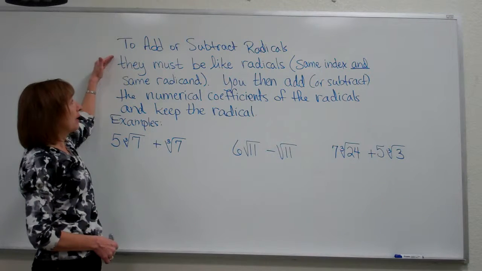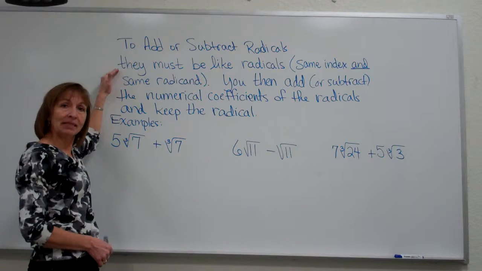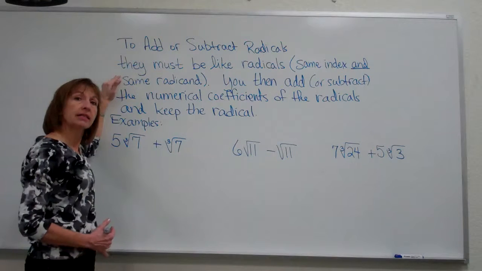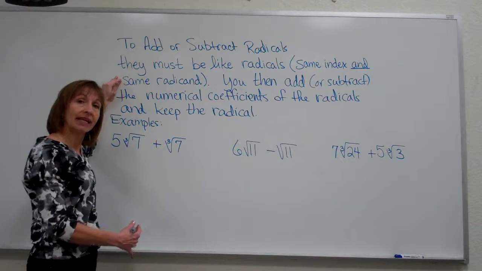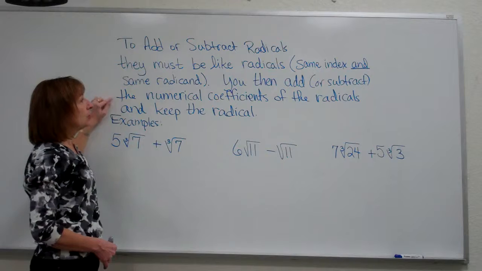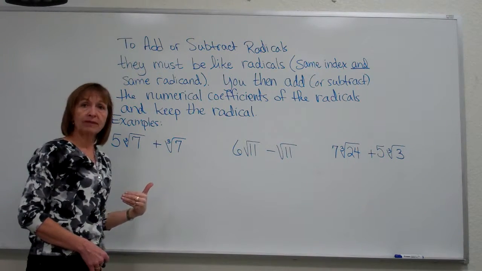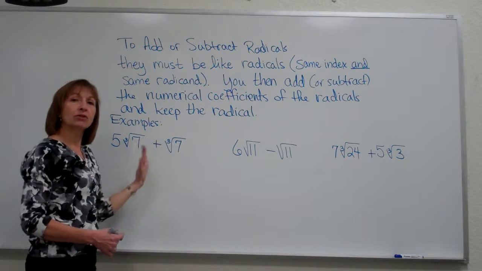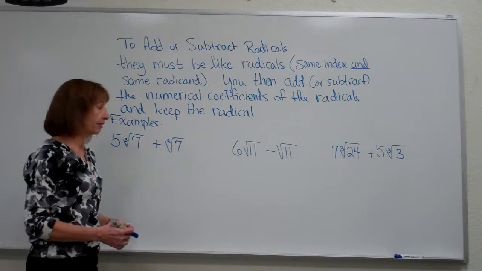Now, to add or subtract radicals, they must be like radicals. That means they must have the same index and the same radicand. So it's very much like the thought process when we were adding or subtracting polynomials. Remember, we had to have like terms. With radicals, we have to have like radicals. You then add or subtract the numerical coefficients of the radicals, but then you keep the radical part. Adding or subtracting is like seeing the combination of how many of those things you have.